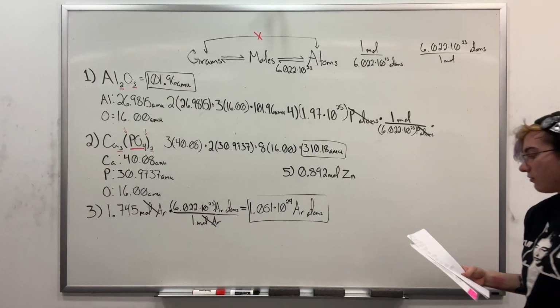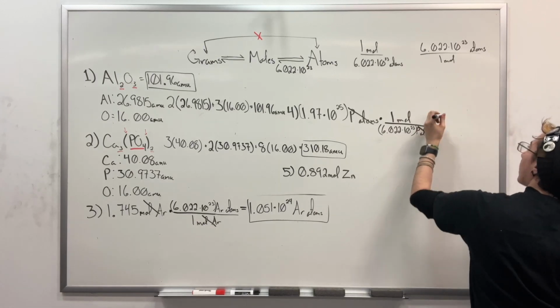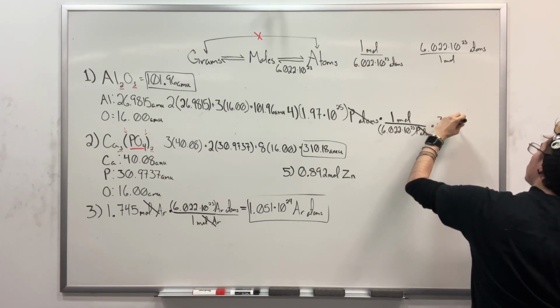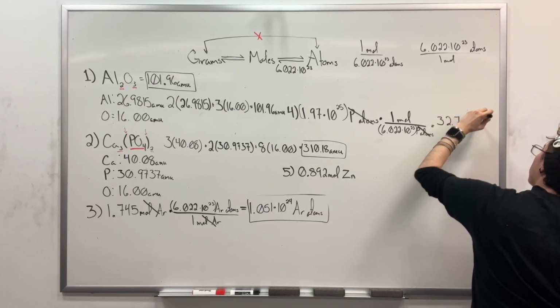So when we have 1.97 times 10 to the 25th phosphorus atoms, we have 32.7 moles of phosphorus.